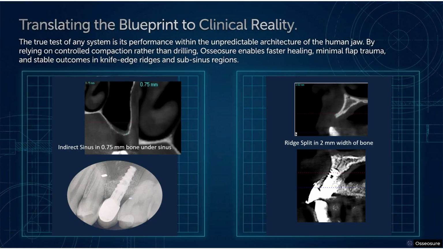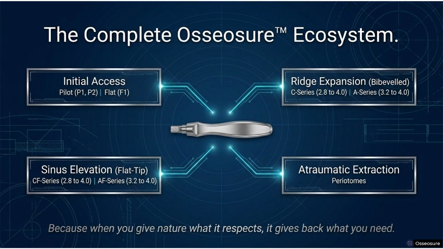The true test of any system is its performance within the unpredictable architecture of the human jaw. These are actual CBCT scans, real clinical cases where OsseoSure has been used in knife edge ridges and subsinus regions. By relying on controlled compaction rather than drilling, OsseoSure enables faster healing, minimal flap trauma, and stable long-term outcome.